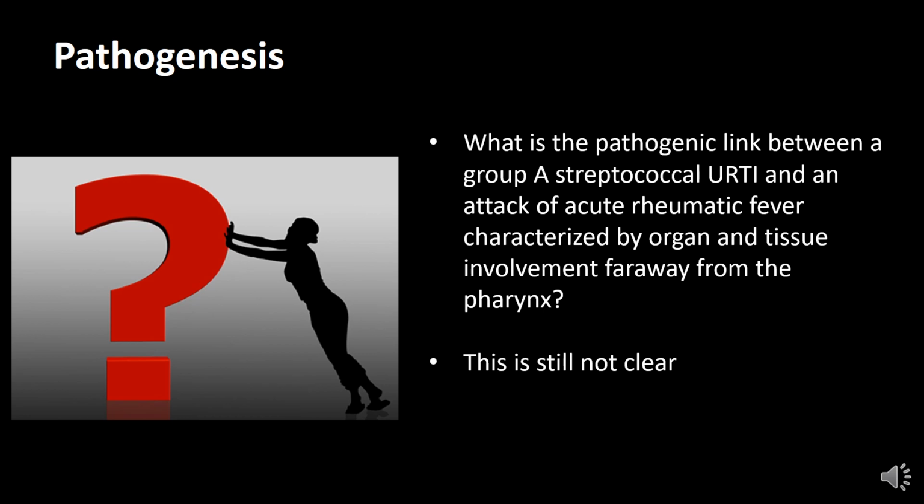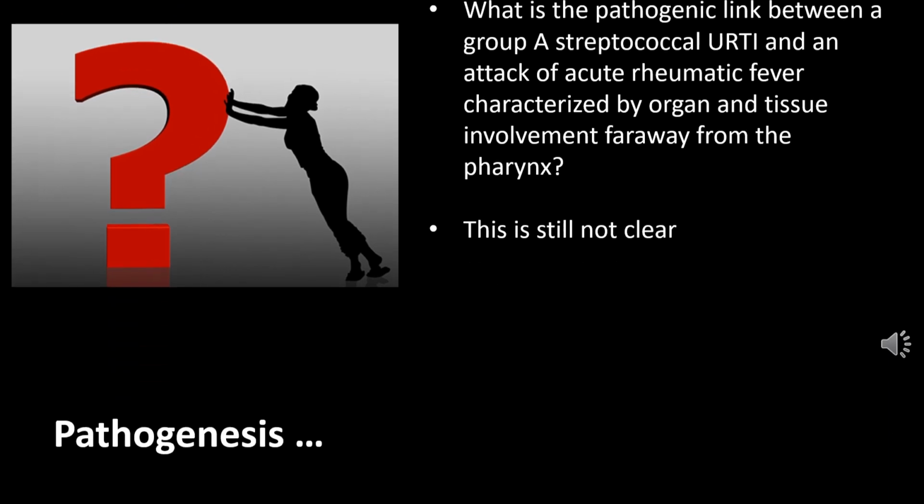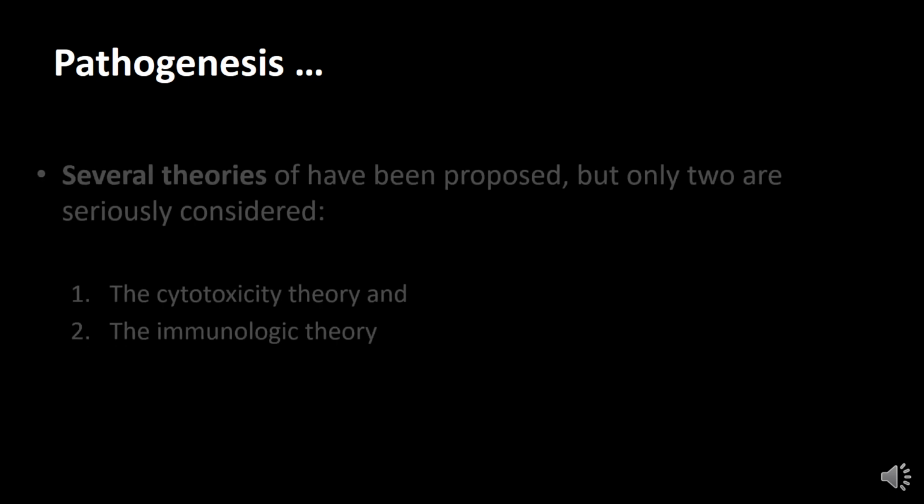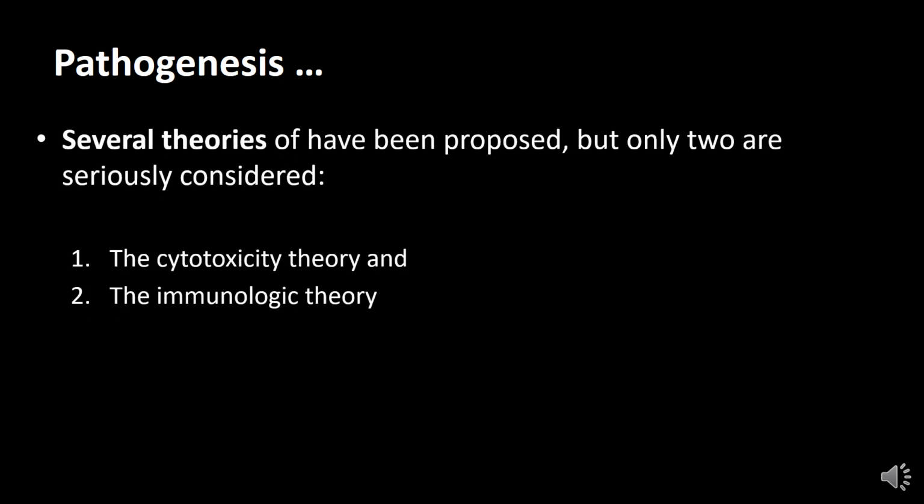Then the question now we want to answer and look at is, what is that link? The link is there. But what is it that makes that link exist? So we have several theories. We have theories that have been postulated or brought forth, and there are 2. Many of them have been put forth, but only 2 are considered seriously. Number 1 is the cytotoxicity theory, and the number 2 theory is the immunologic theory.